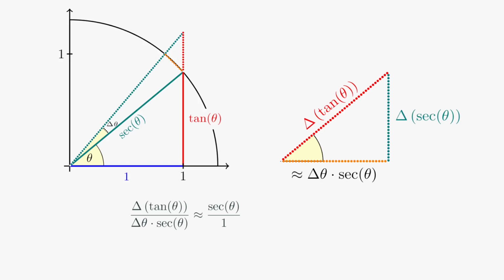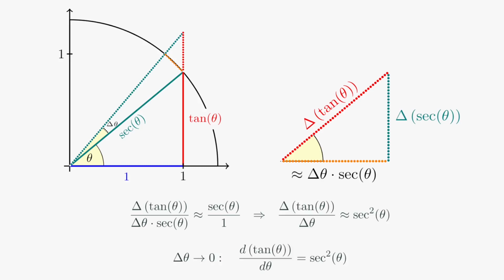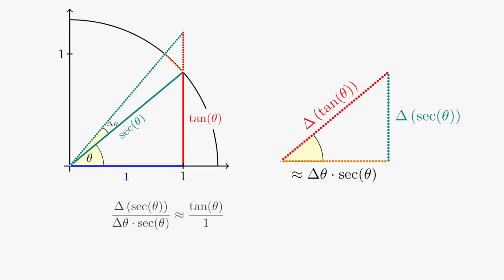So multiply both sides by secant theta, and you get change in tangent over change in theta is approximately secant squared, and we have the derivative of tangent is secant squared. Can we do the same thing for secant?